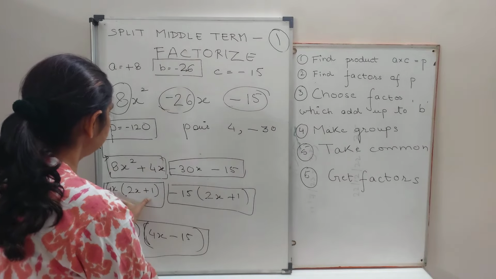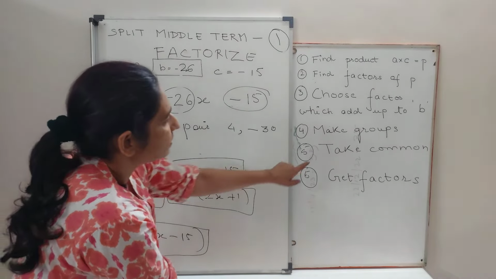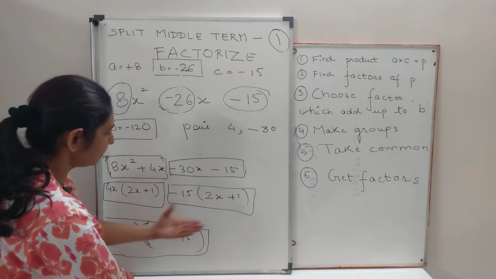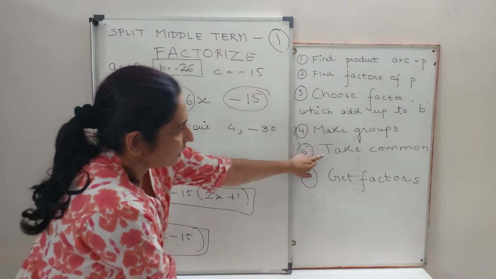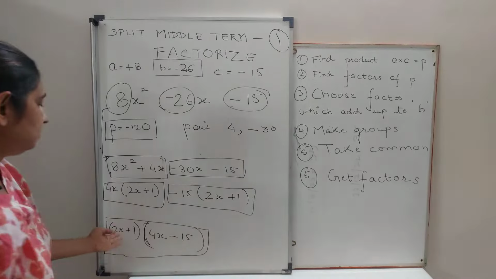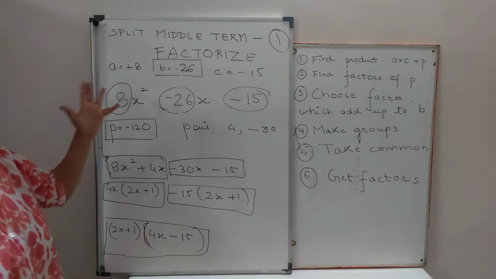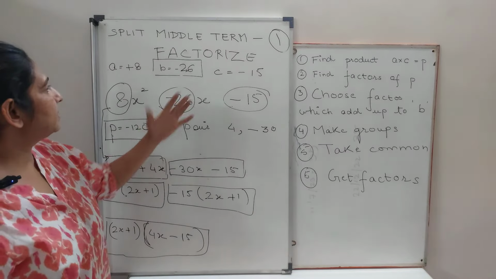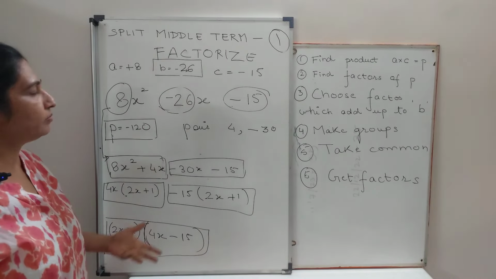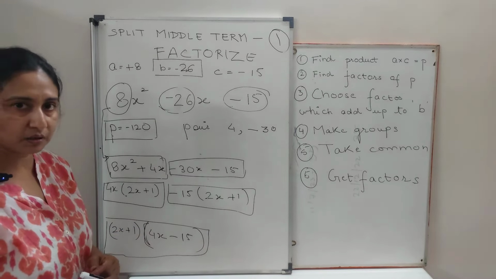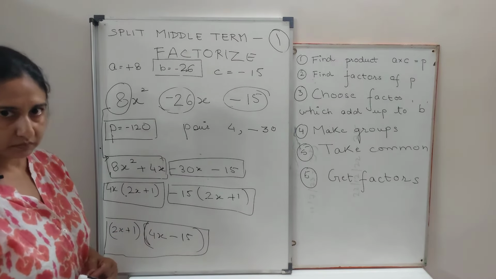See, this is one group we made. Then we took out common from those groups. हमने 2x plus 1 यहाँ से common निकाला. And then we got the two factors. So this equation, which looked so huge, इतने बड़े बड़े numbers कुछ समझ नहीं आ रहा है. How will you get 26? This is how you will get 26, and this is how you will get the factors. Okay.